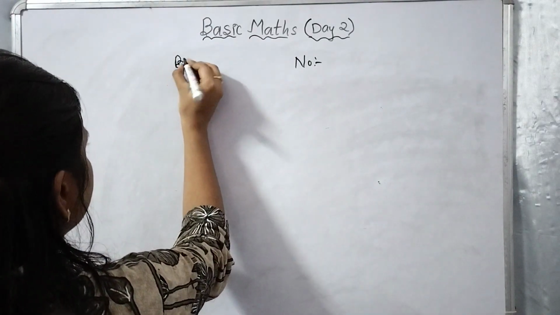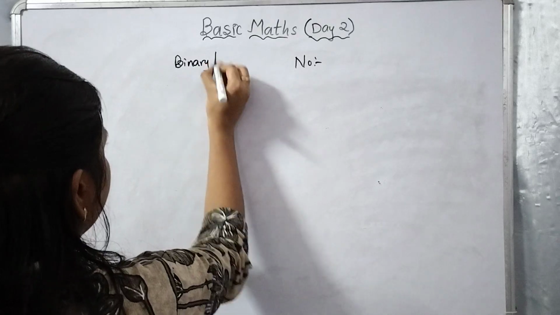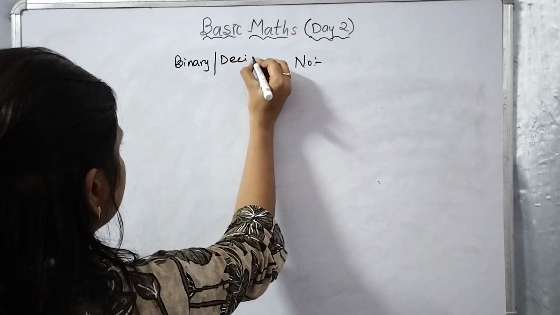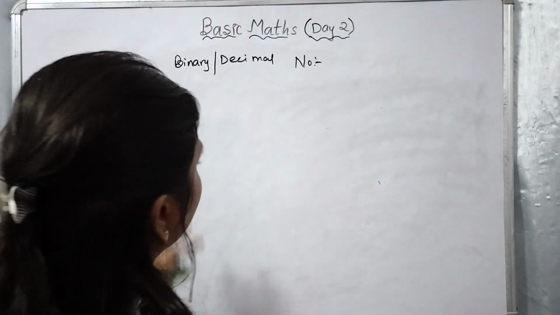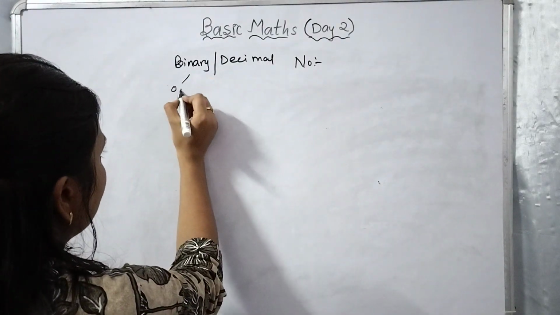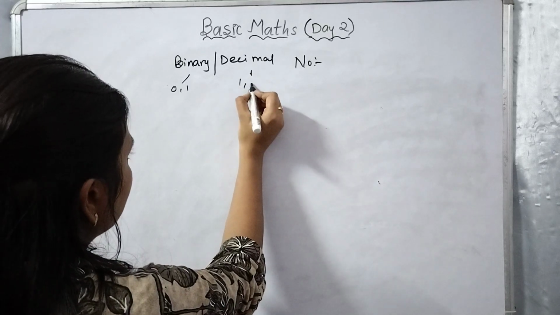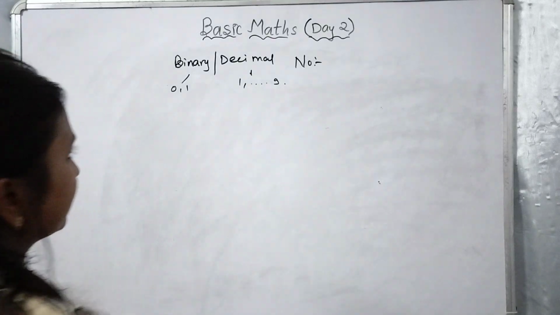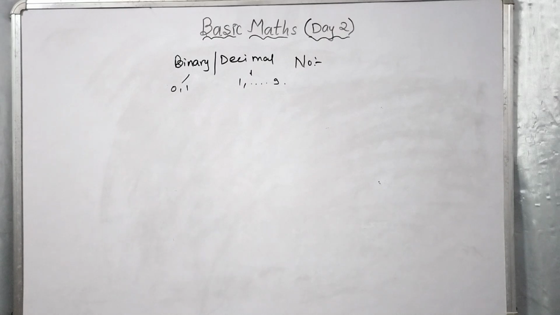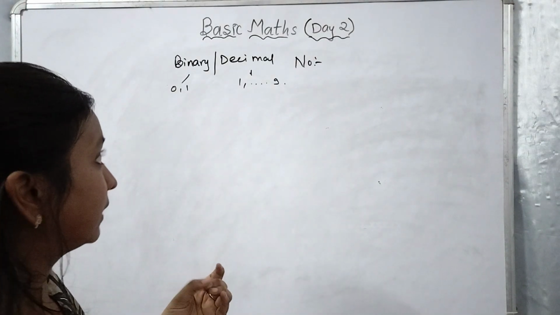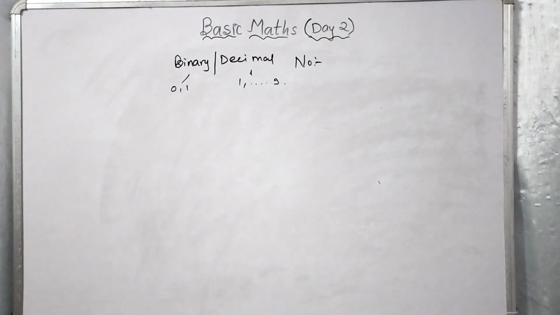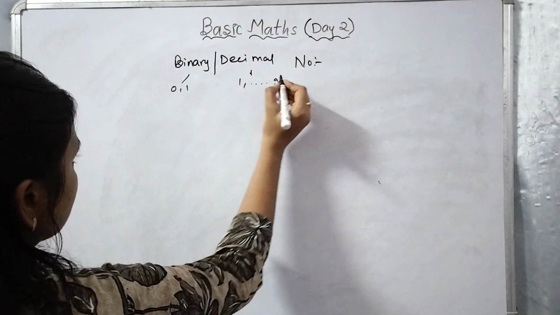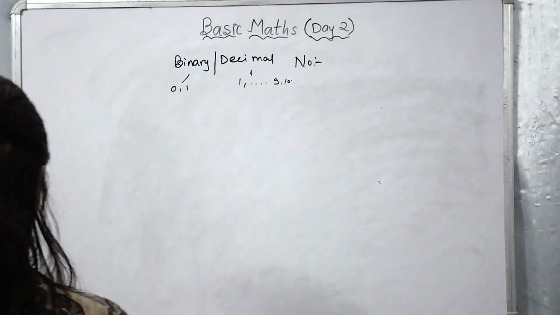Binary and decimal. Here, before I started that number, I forgot that I wrote this 0 and 1, but this was 1 to 9. So this was decimal. Fine? 1, 2, 3, 4, 5, 6, 7, 8, 9. There are 10 numbers total, 1, 2, 3, 4, 5, 6, 7, 8, 9 and 10. So this is called decimal. There are 10 numbers, so this is called decimal.